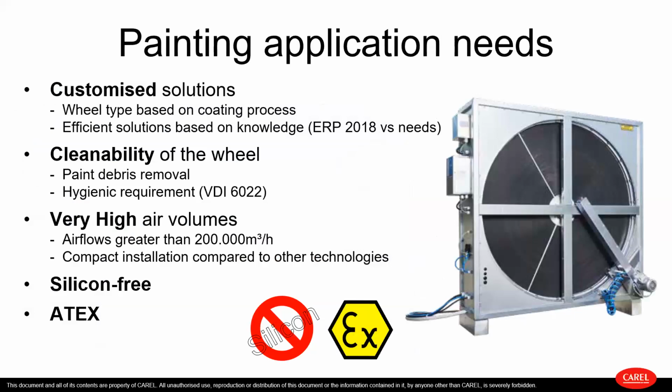By doing so, it is able to do both. It is able to do sensible as well as latent energy recovery. Within paint shop applications, there are different needs. And for paint shops, we always need to really sit together with the customer and determine what is needed in the final end. As I mentioned before, we can use sensible and latent heat wheels, so we are able to recover pure temperature applications.